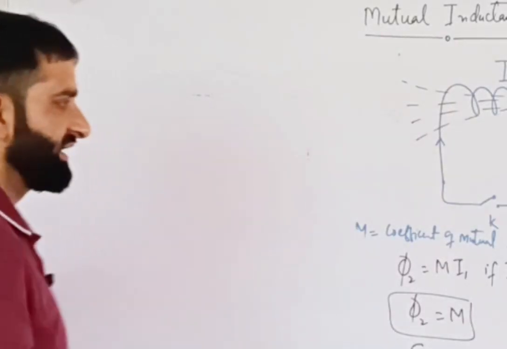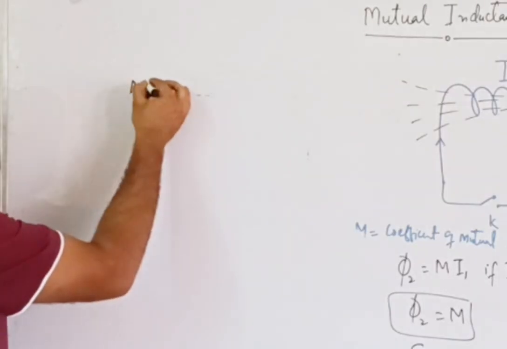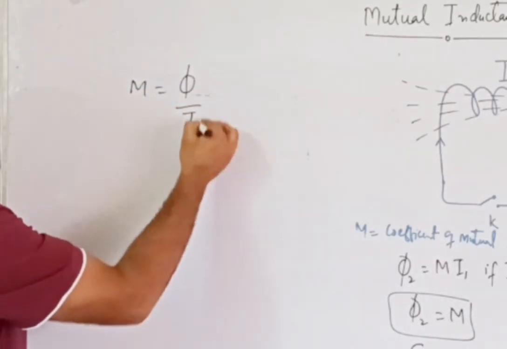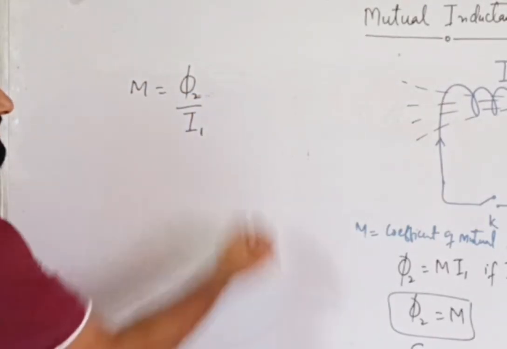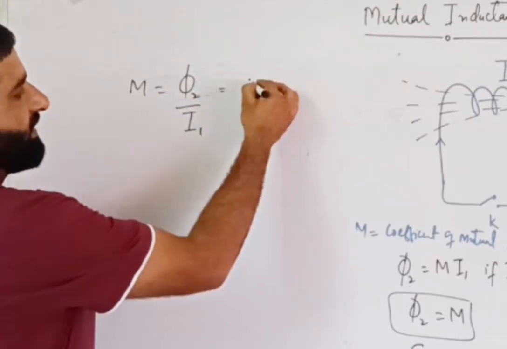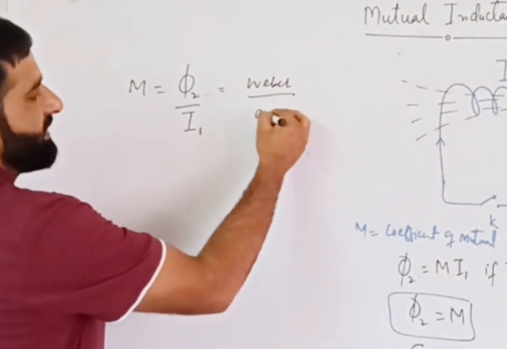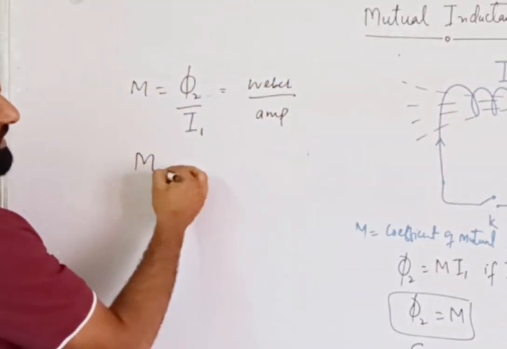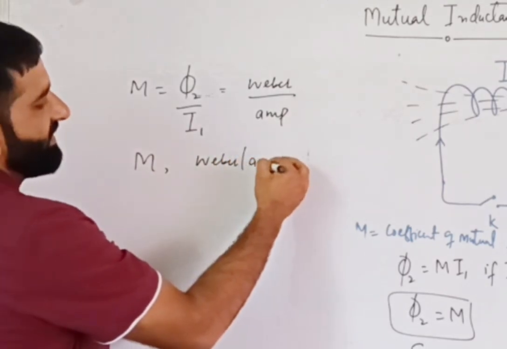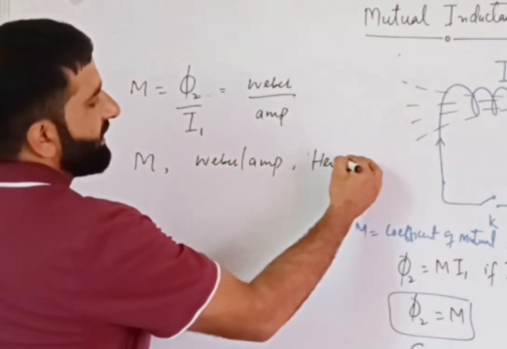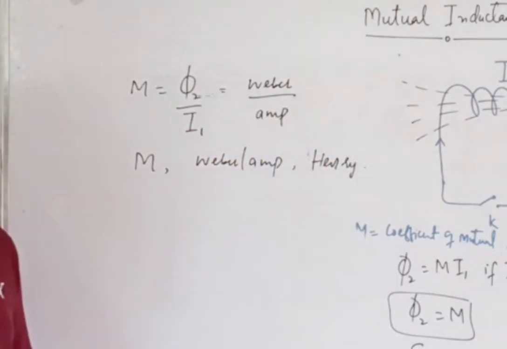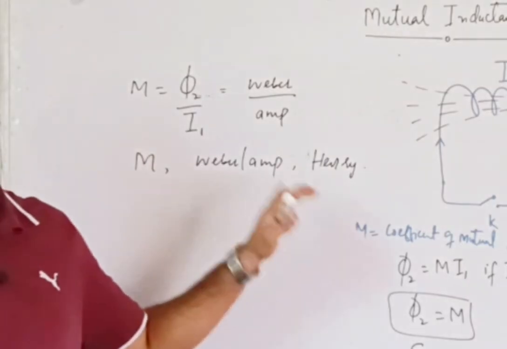Now, talking of the units and dimensions, we have that M is equal to phi2 divided by I1. The units of phi are Weber and the units of current are ampere. So the units of mutual inductance are Weber per ampere, and this Weber per ampere is called Henry. So the SI unit of mutual inductance is Weber per ampere or Henry.